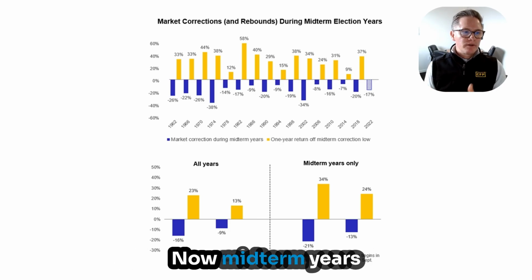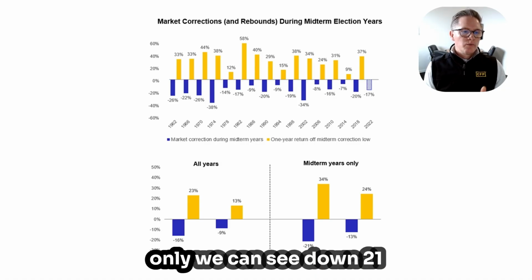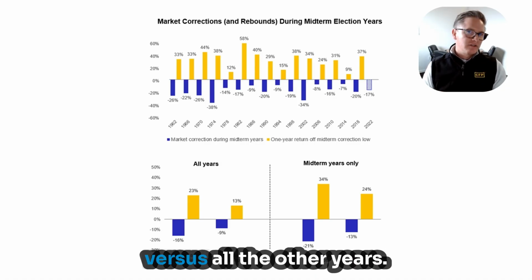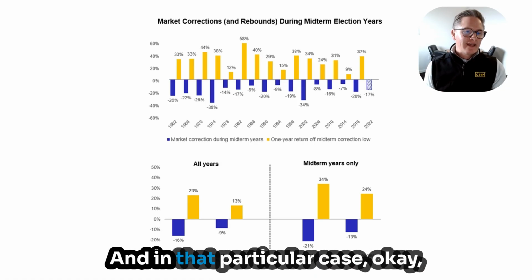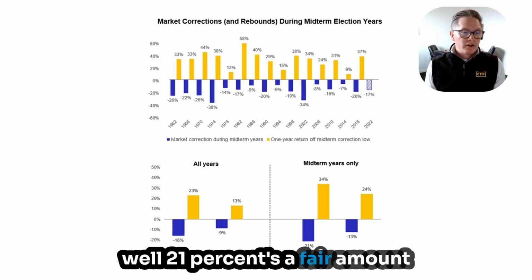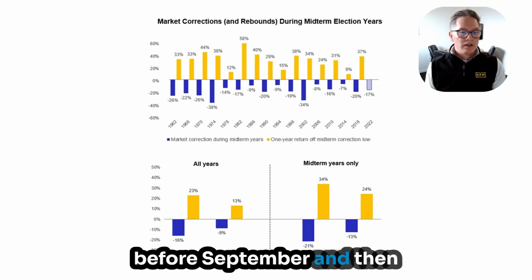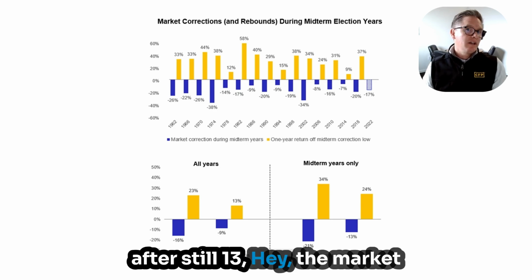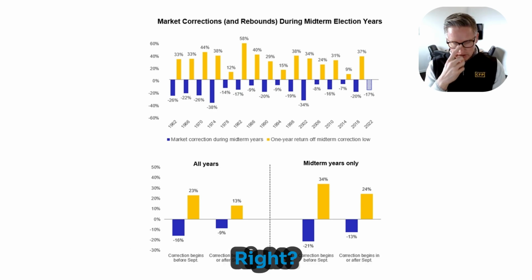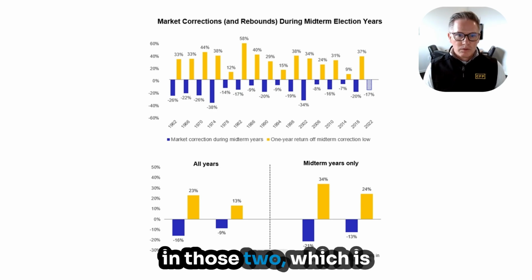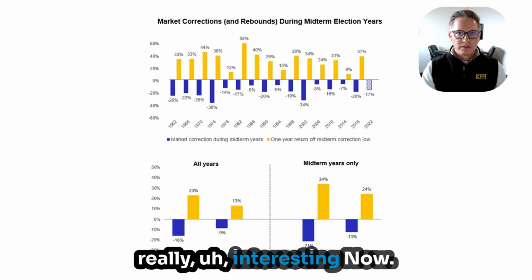Now, midterm years only, we can see down 21 versus all the other years. And in that particular case, okay, well, 21% is a fair amount before September, and then after still 13. Hey, the market didn't like who was elected, right? So that's what you're comparing in those two, which is really interesting.